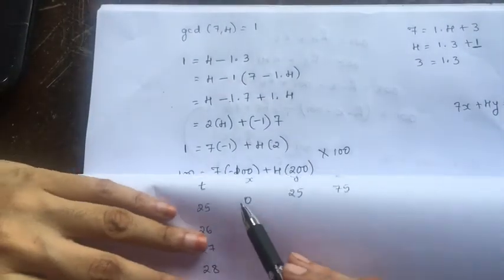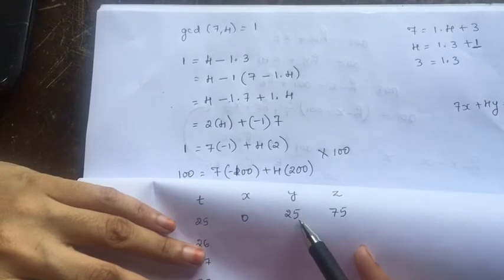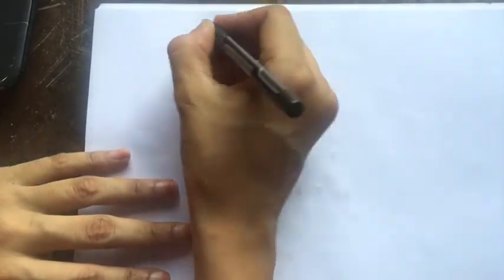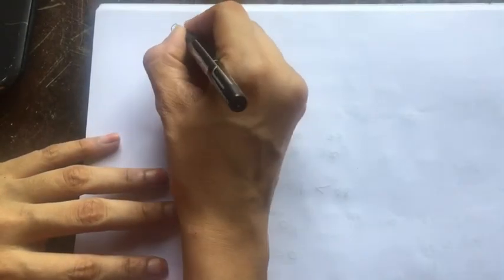So to write the general solution, I have to take the initial value, that is the particular solution, as x as 0 and y as 25, so that z is 75. How to write the equation? We know the general solution.